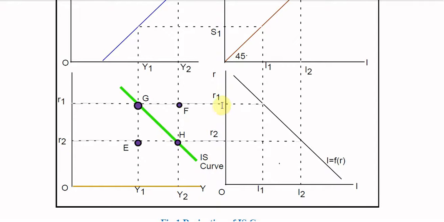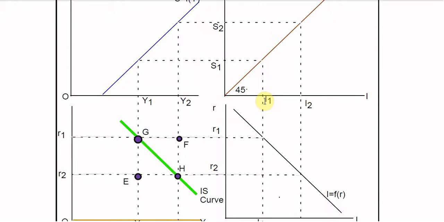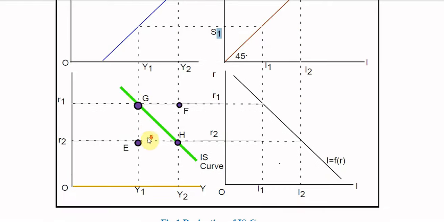To derive the IS curve, let us start with R1 interest rate at which investment is I1. For the goods market to be in equilibrium, this investment must be equal to saving S1, and for S1 level of saving, the income level must be determined at Y1. Thus, we get a point G, which shows that at R1 interest rate and Y1 level of income, the goods market is in equilibrium. So the point G is a point on the IS curve.